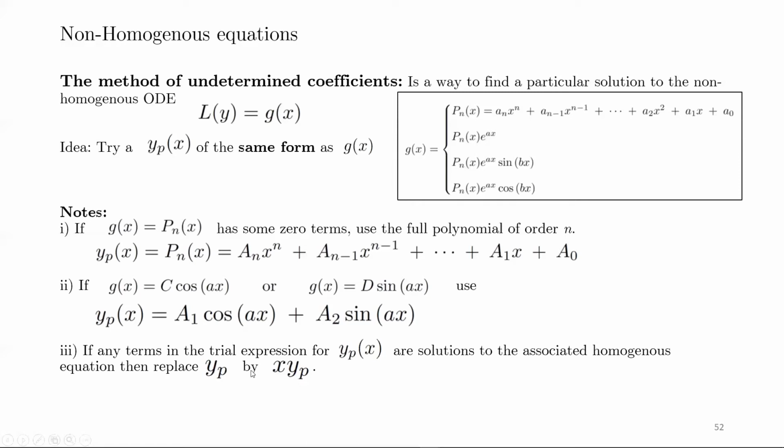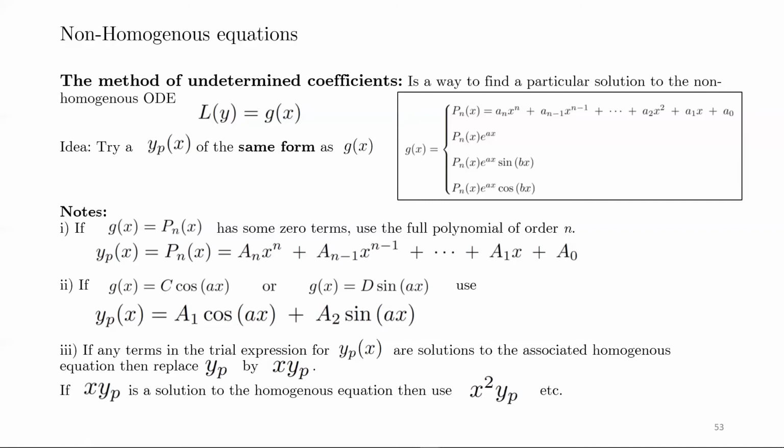So our trial expression for yp should not be a solution to the associated homogeneous equation. If it turns out that x times yp is also a solution to the homogeneous equation for some reason, then we are going to use x squared times yp, and so on. It's very unlikely you'll have to go any higher than x squared times yp, but it is possible, and there's no problem taking x cubed times yp and so on. So let's look at some examples of what I'm trying to say with these three notes here.